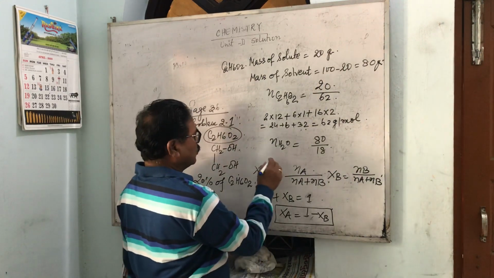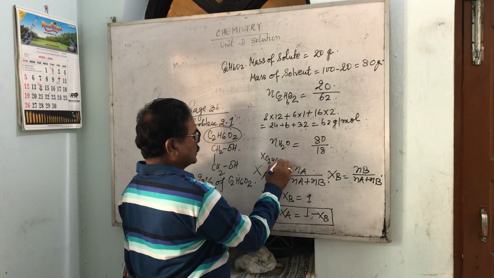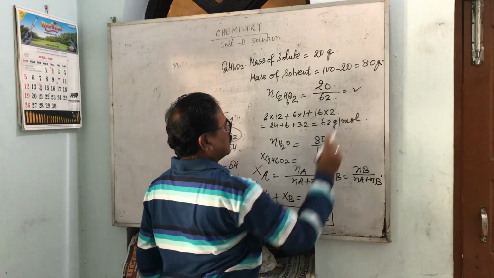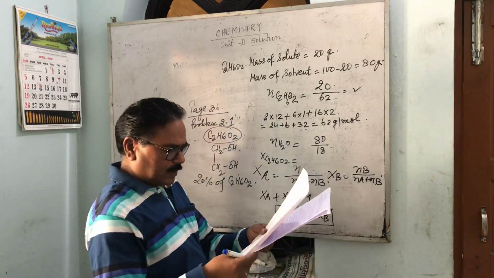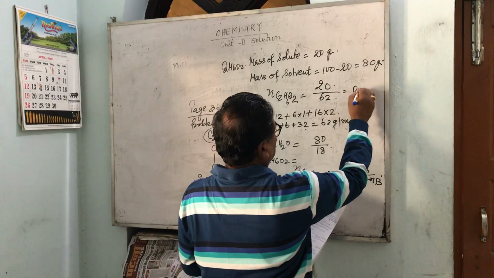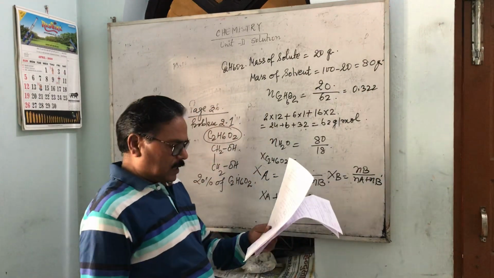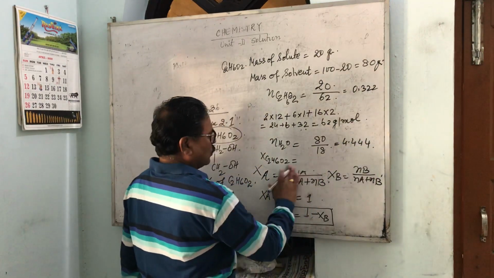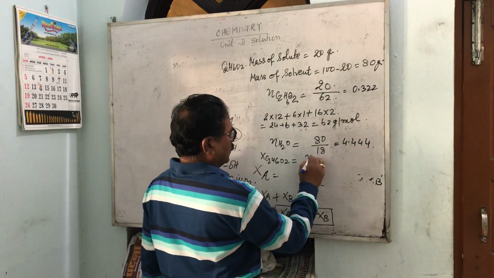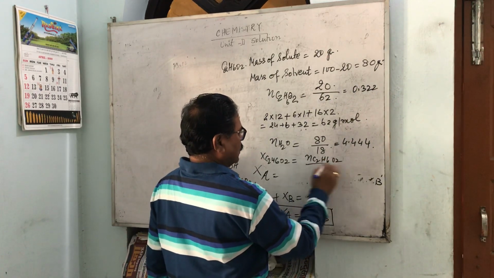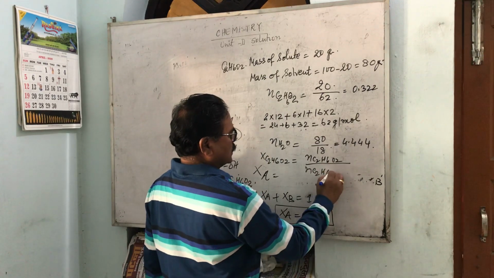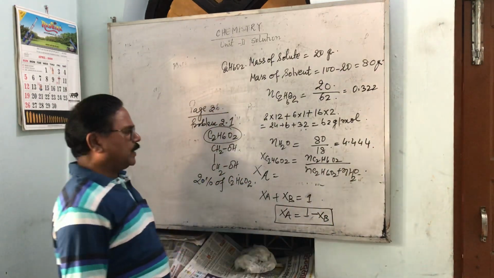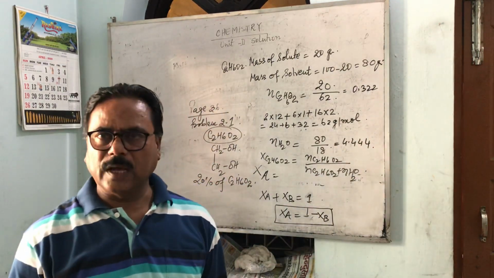And for ethylene glycol, the mole fraction of C2H6O2 is equal to how much? Number of moles in solution, when it is solved it comes to be 0.322, and when it is solved it comes to be 4.444. So we put here the number of moles of C2H6O2 by number of moles of C2H6O2 plus nH2O. We put the value and solve it. We find the mole fraction of the ethylene glycol.